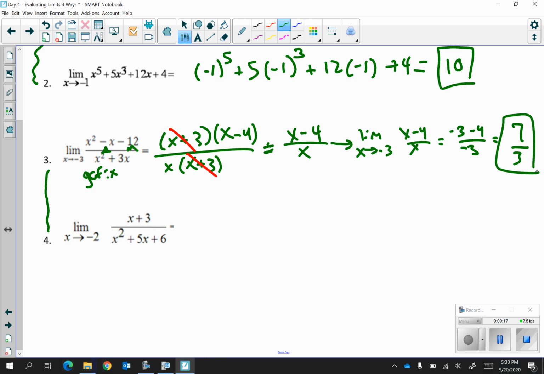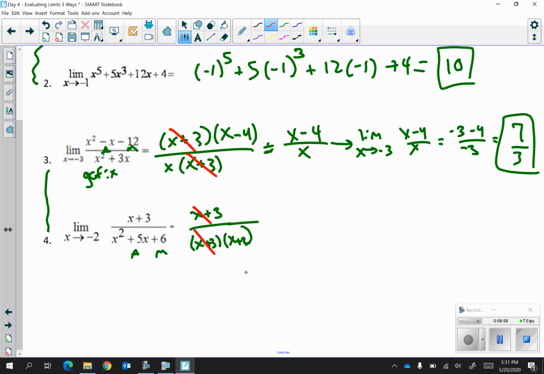Let's try number 4. Again, if you try to plug in -2 into the denominator, I don't really care about the numerator. If you try to do this, you're going to get 0. So because it makes your denominator undefined, you have to go with the factoring method. So I have x plus 3 up top, and then with the AM method of factoring, the denominator is going to turn into x plus 3 times x plus 2.